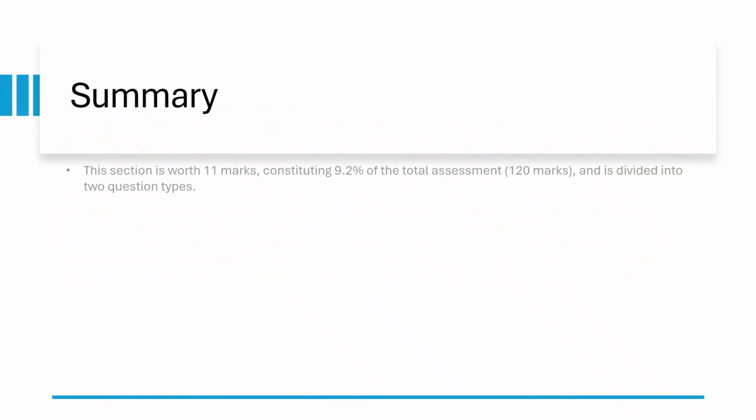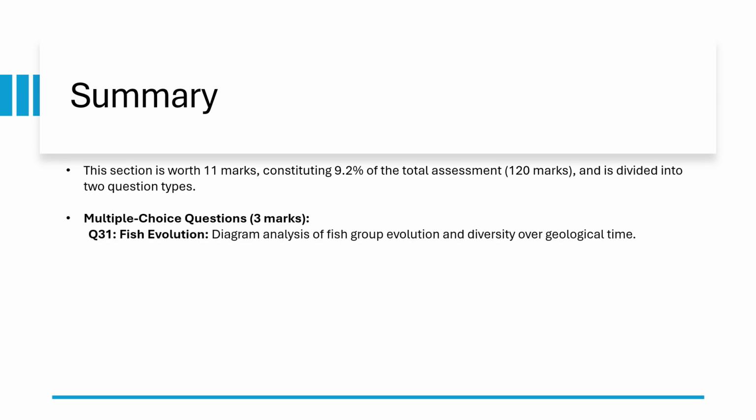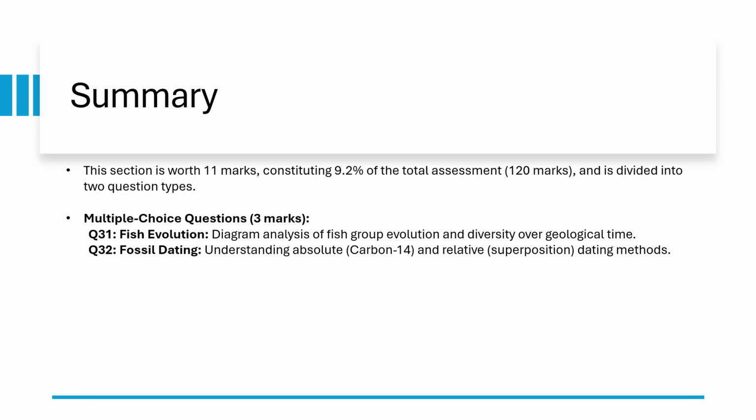This section is worth 11 marks, constituting 9.2% of the total assessment, 120 marks, and is divided into two question types: multiple choice questions, 3 marks. Question 31, Fish evolution, diagram analysis of fish group evolution and diversity over geological time. Question 32, fossil dating, understanding absolute, carbon-14, and relative, superposition, dating methods. Question 34, dolphin evolution, identifying vestigial structures, pelvis bones, in dolphin evolution.